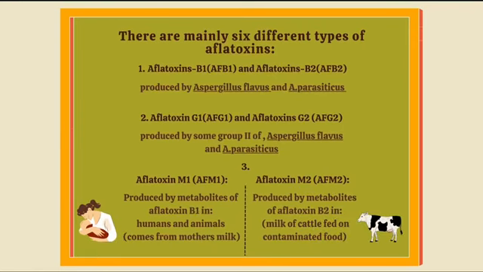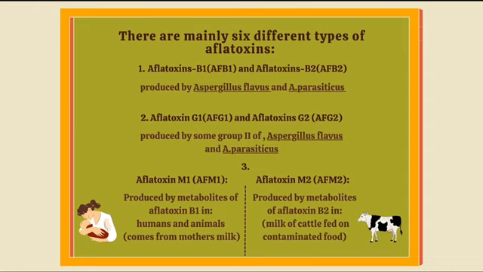First of all, there are mainly 6 different types of aflatoxin. The first type is aflatoxin B, which is divided into aflatoxin B1, AFB1, and aflatoxin B2, AFB2, which are both produced by Aspergillus flavus and Aspergillus parasiticus, most abundant in the warm and humid regions of the world. Also, aflatoxin B1 is the most potent of these compounds and has been well characterized to lead to the development of hepatocellular carcinoma, HCC, in both animals and humans.